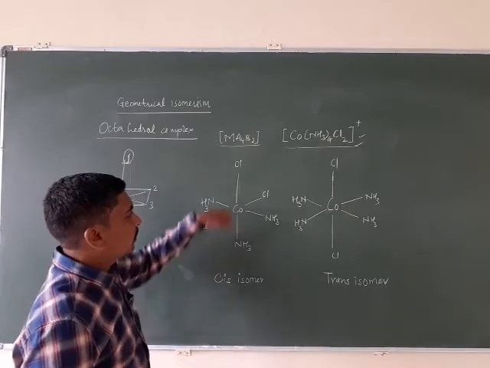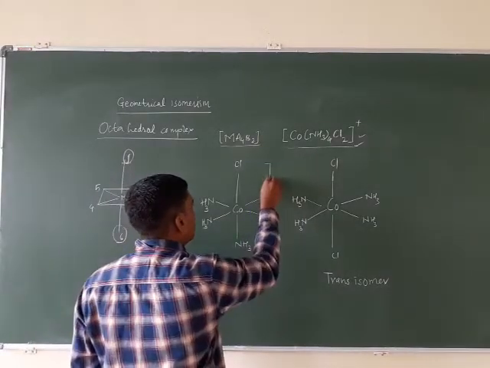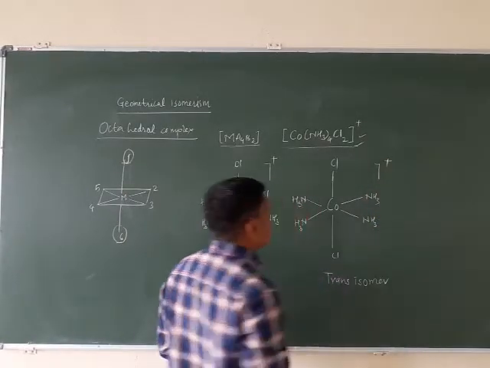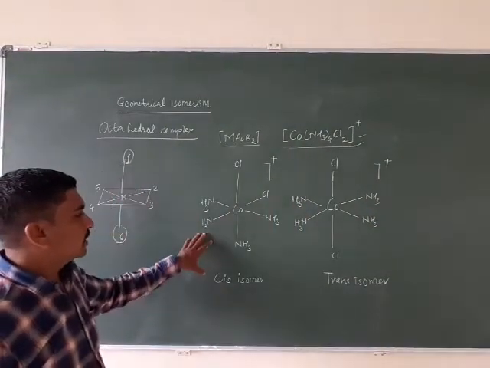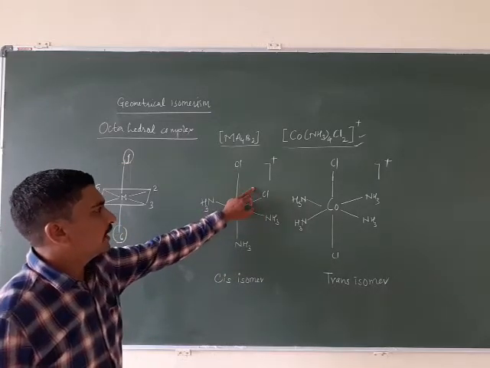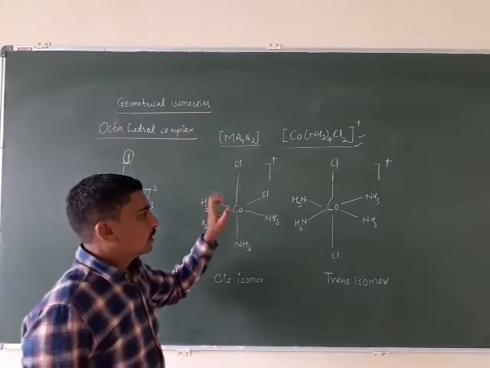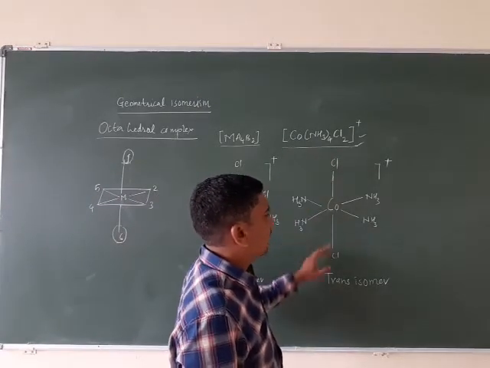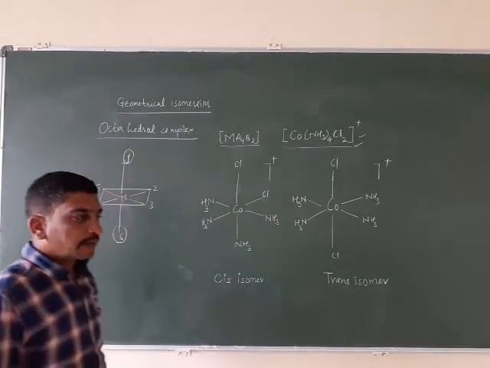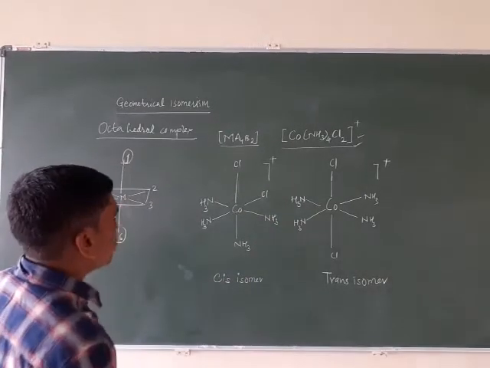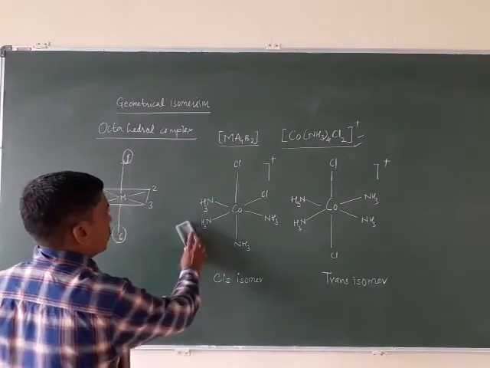And we have drawn it over here. You can write the plus charge like this. So both are this complex. This one is cis. Why? Because the identical Cl ligands are at adjacent positions, and in the other, the identical Cl ligands are on opposite sides, opposite to each other. This is one of the complexes.